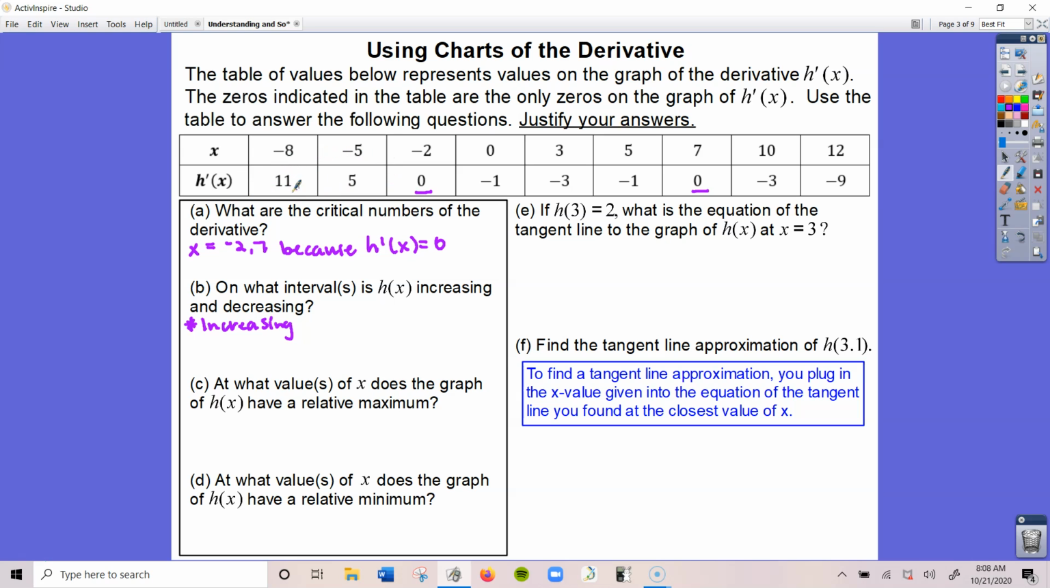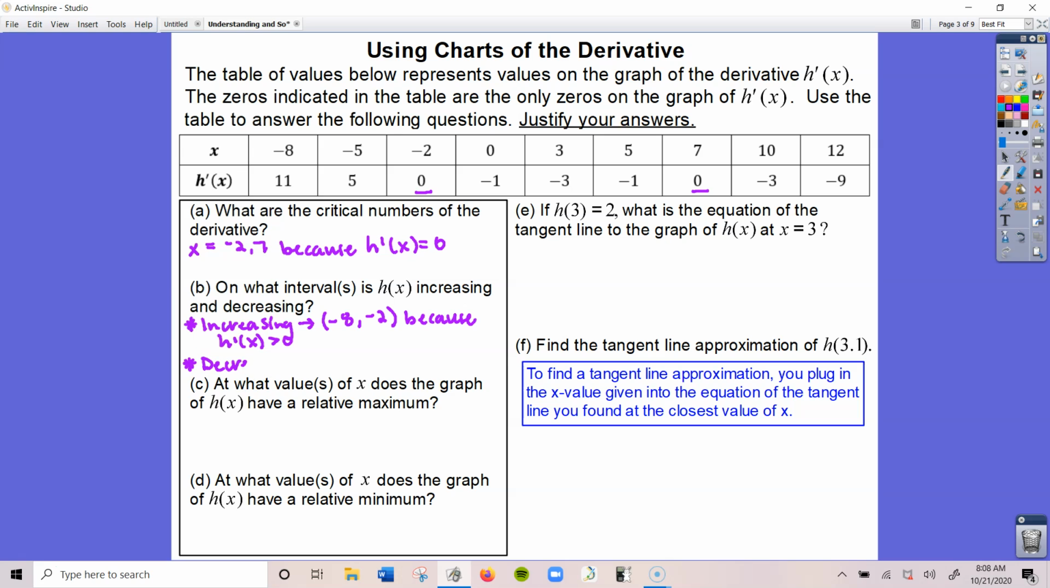So when I look here, my function is increasing when the derivative is positive. That would be from -8. We don't like to assume that our charts extend past the values unless it's told to us. So my function would be increasing from -8 until -2 because that is my critical number. Then these are all negative and these are all negative. So just -8 to -2, and we would say because h prime of x is greater than 0.